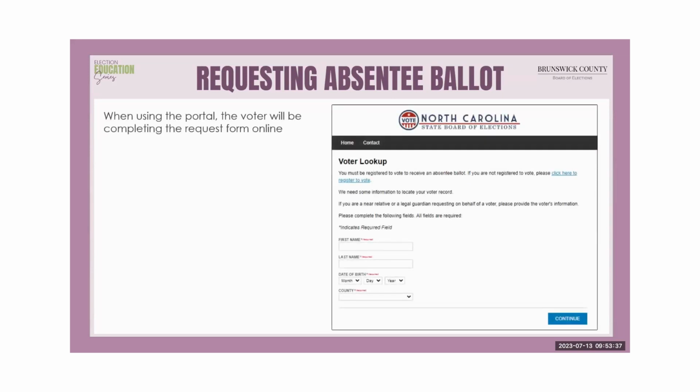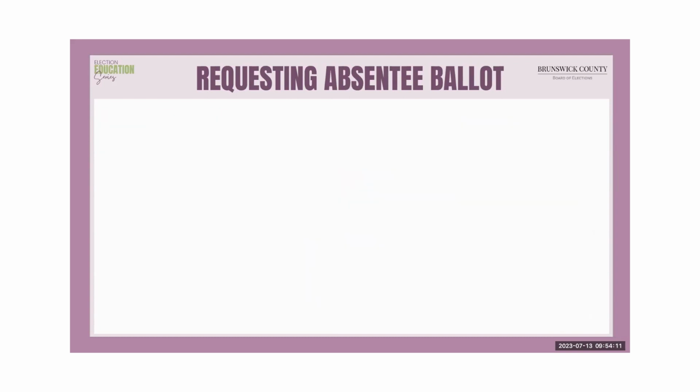The portal offers the voter the opportunity to complete the official North Carolina State absentee ballot request form online. A person must be a registered voter in North Carolina to use this portal. The voter will need to input their first and last name, date of birth, and the county they reside in. This information is required. Once the information is completed, the voter will click Continue on the bottom right of their screen to go to the next page in the portal.